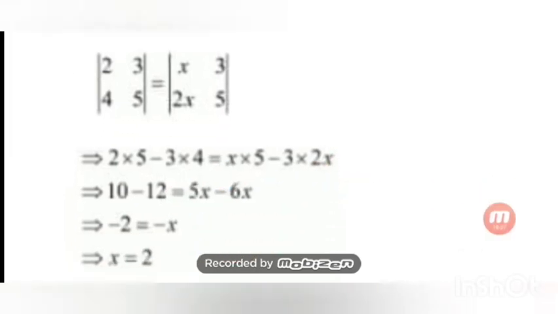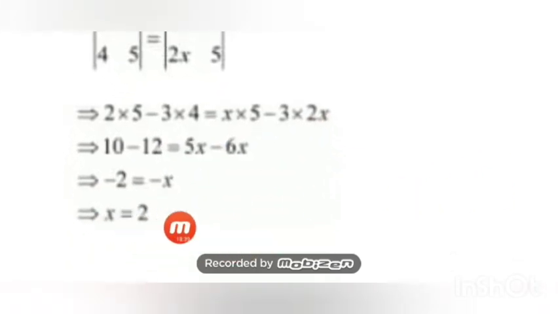Similarly, the second part is what? The next question. The determinants are equal. So expanding, 2 into 5 minus 3 into 4. This is x into 5, 5x minus 3 into 2x. Okay. This is 10 minus 12, 5x minus 6x. 5x minus 6x will give you minus x. And the x value is equal to 2.